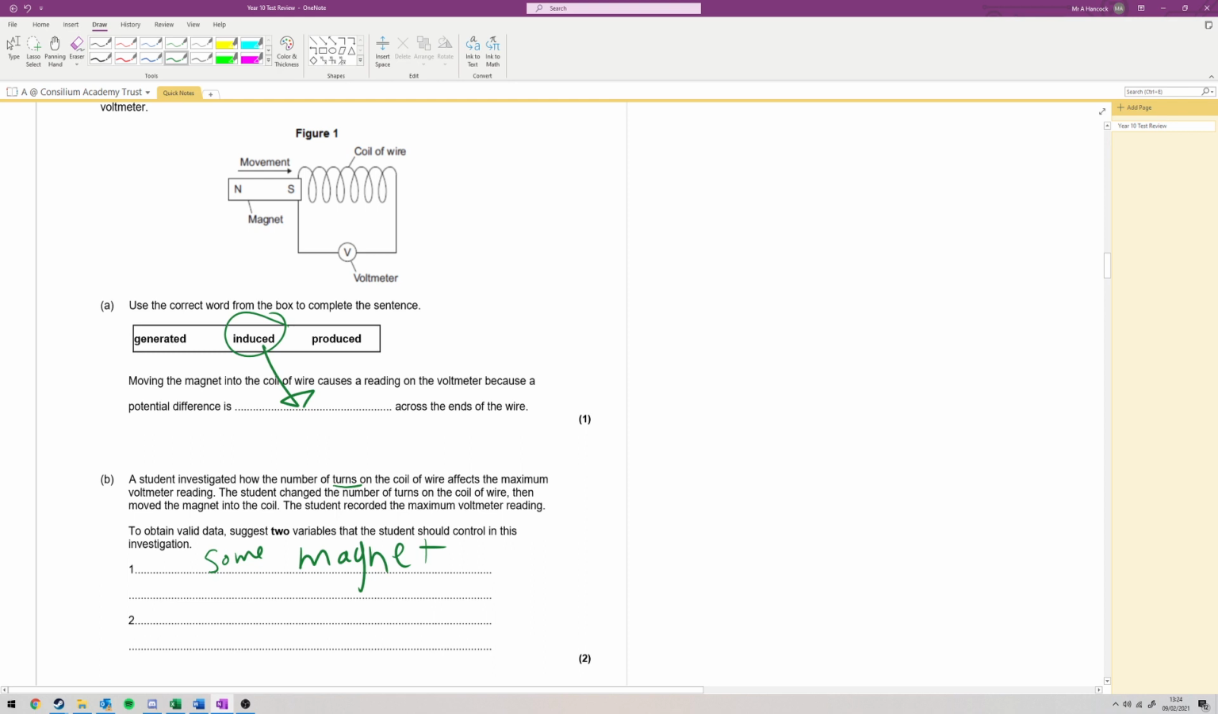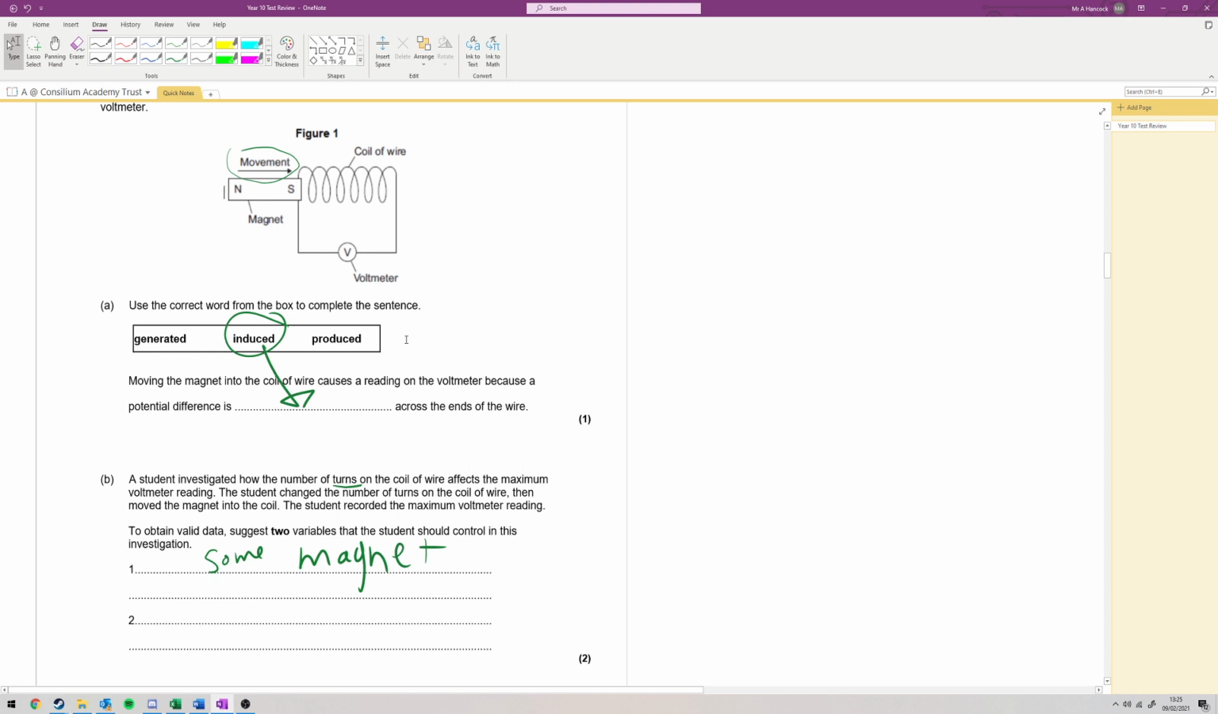Now, if you put the number of coils of wire, that's not correct, because that's the thing that we are changing in this experiment. We are doing it with 10 turns of wire on the coil, then we're doing it with 15 turns of wire on the coil, etc. So that changes. Now, remember from the simulation that I showed you the other week, the faster I move this magnet, the greater the voltage that is induced. So another thing you would have to keep the same is the movement of the magnet, or the velocity or the speed of the magnet.